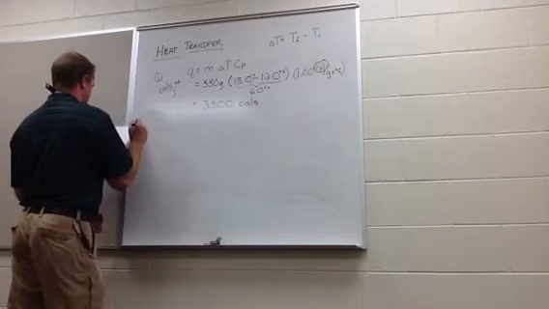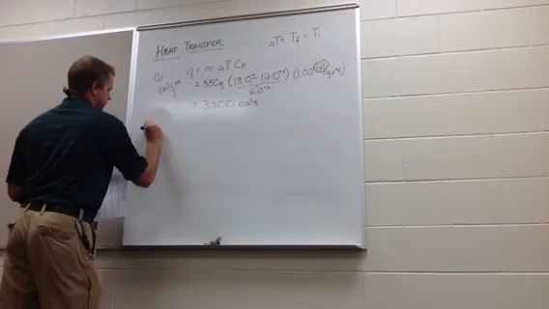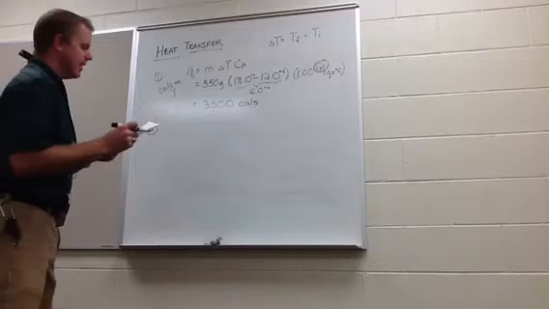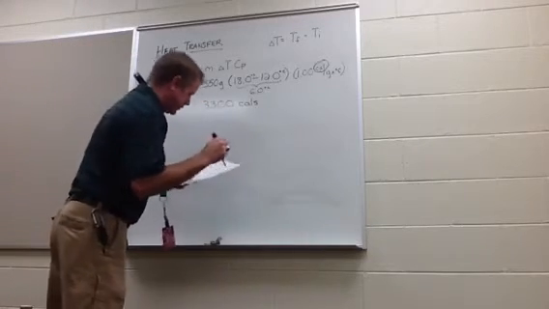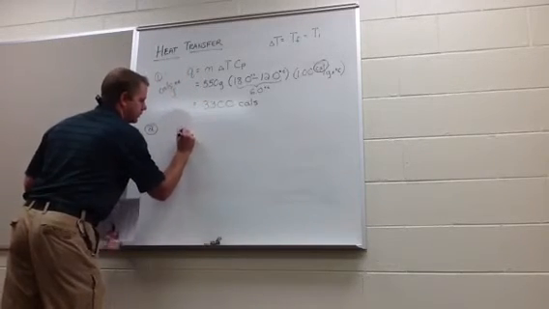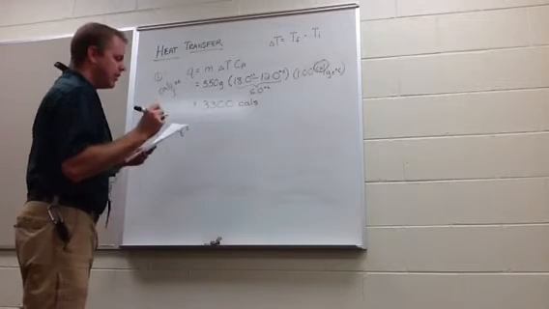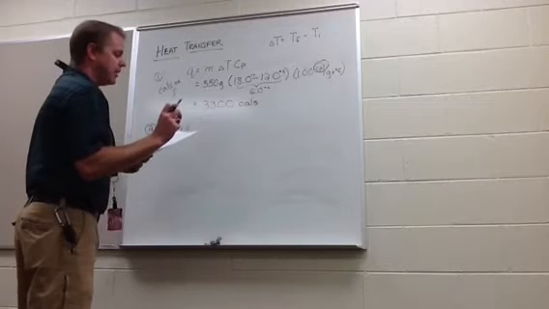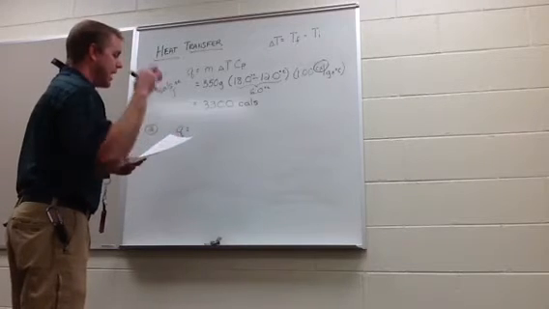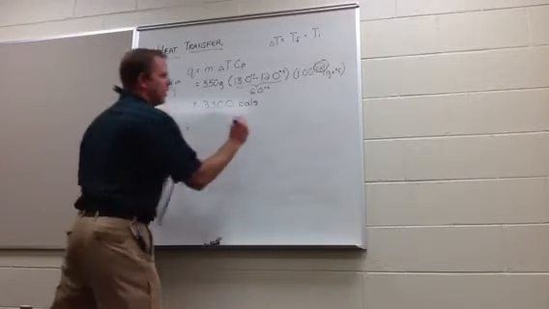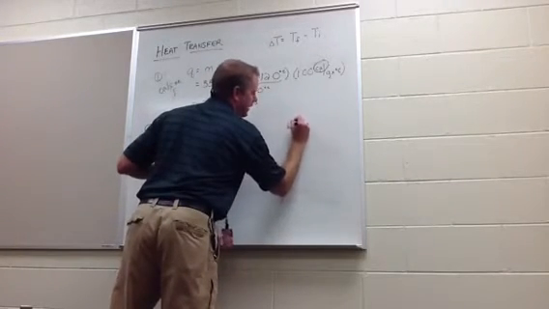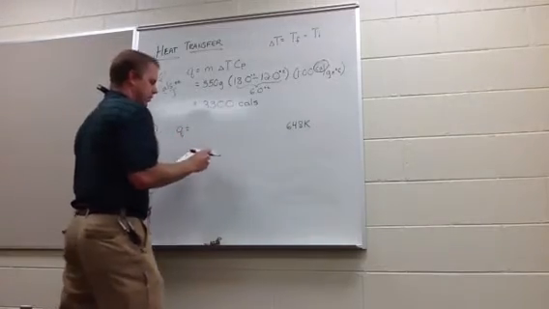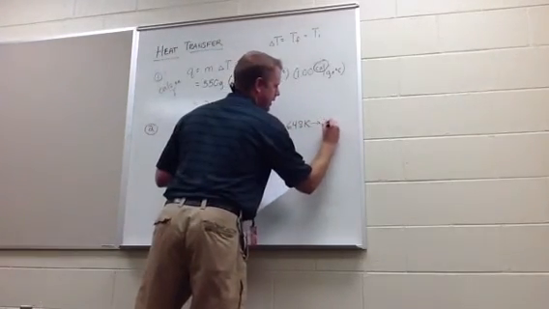Let's do number 2, because there's a tricky part to number 2. It says, how much heat is lost? So we're still solving it for Q, when a 640 gram piece of copper cools from 648 Kelvin to 299 Kelvin. Well, that's going to be a problem, okay?